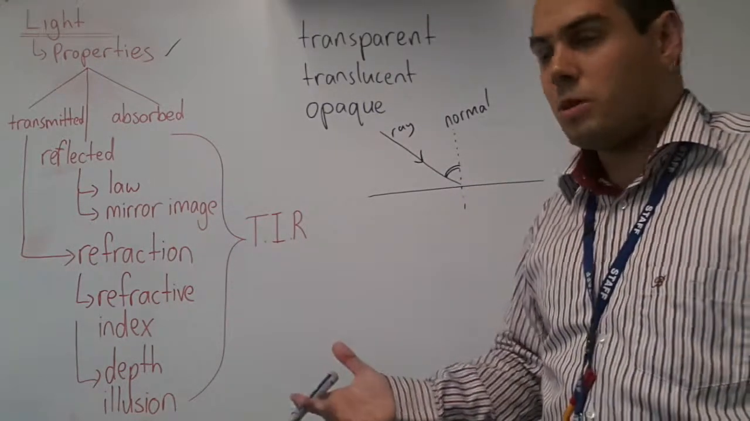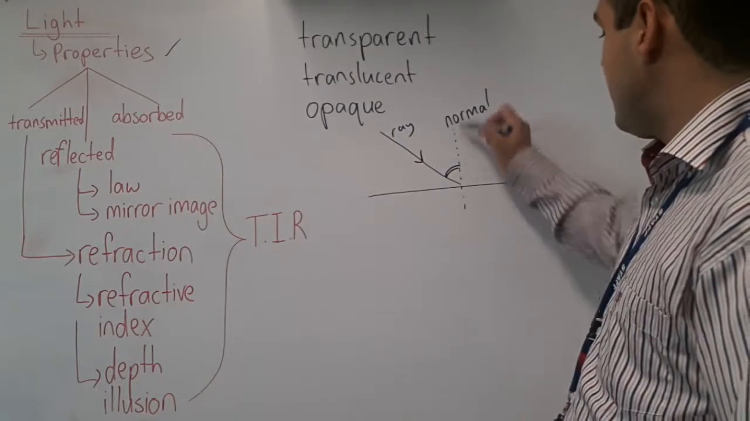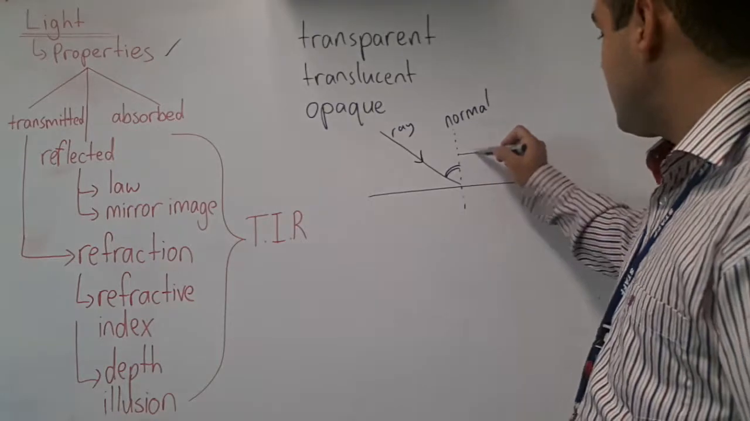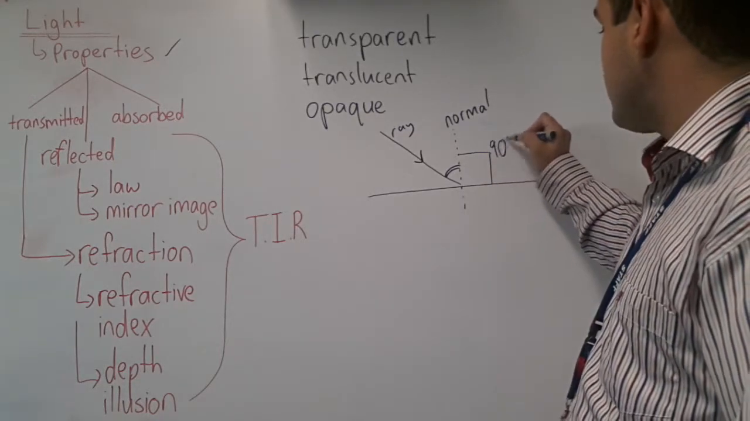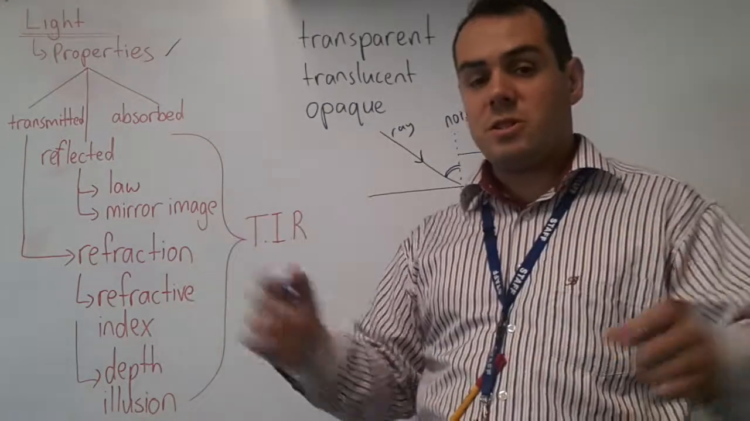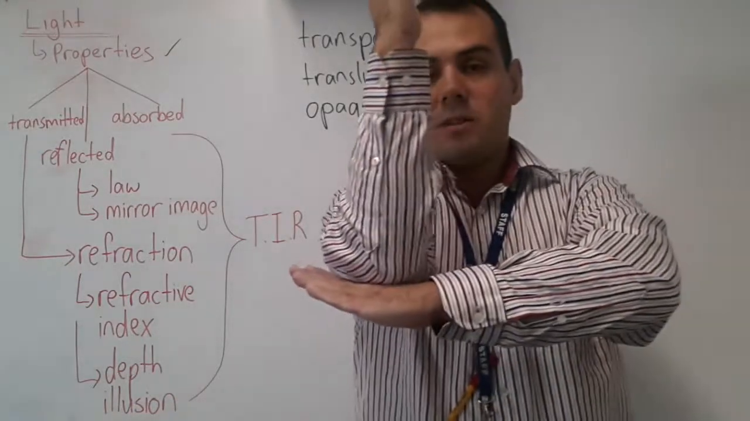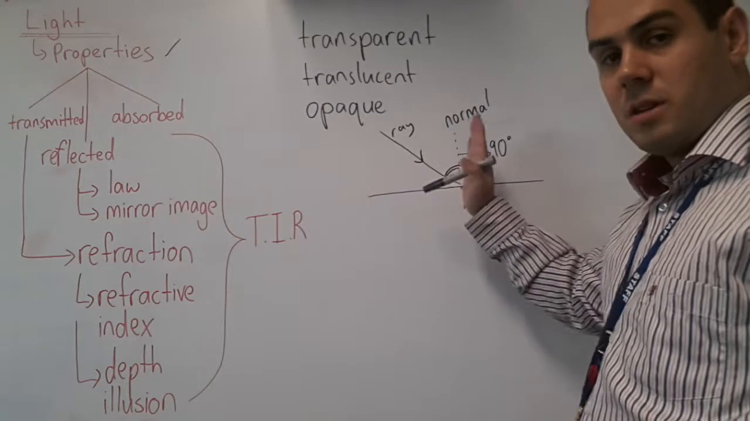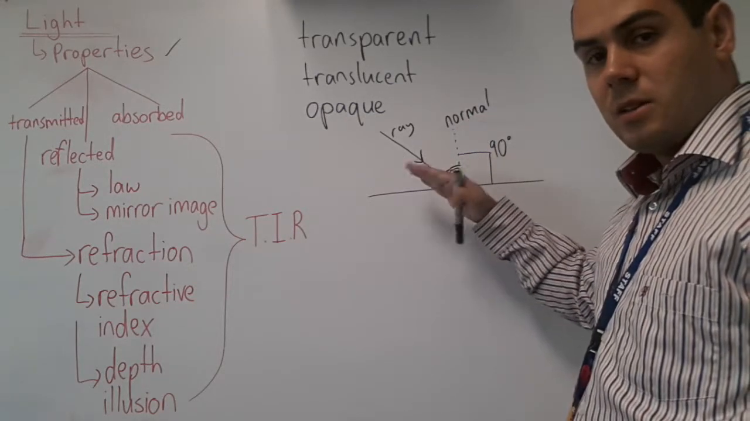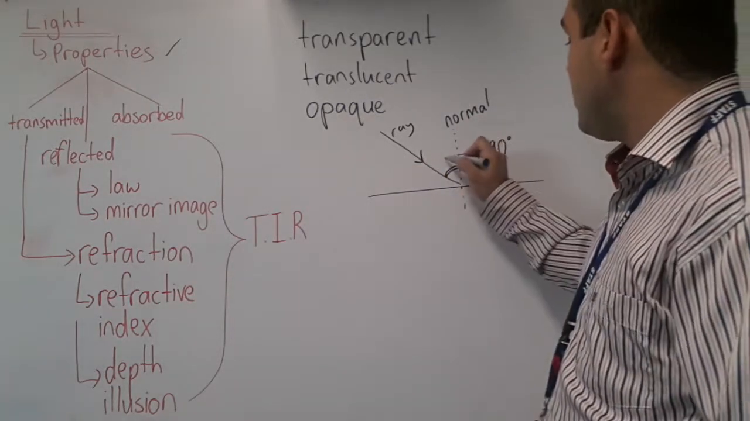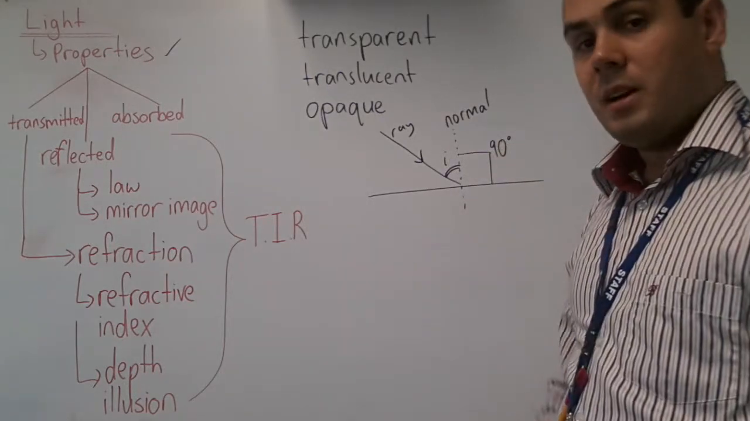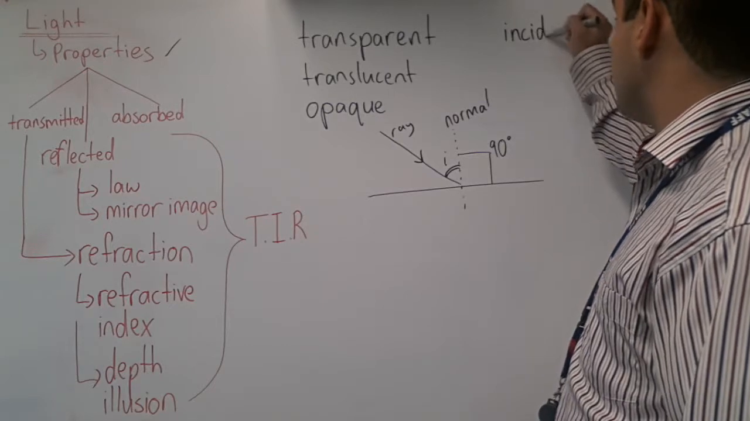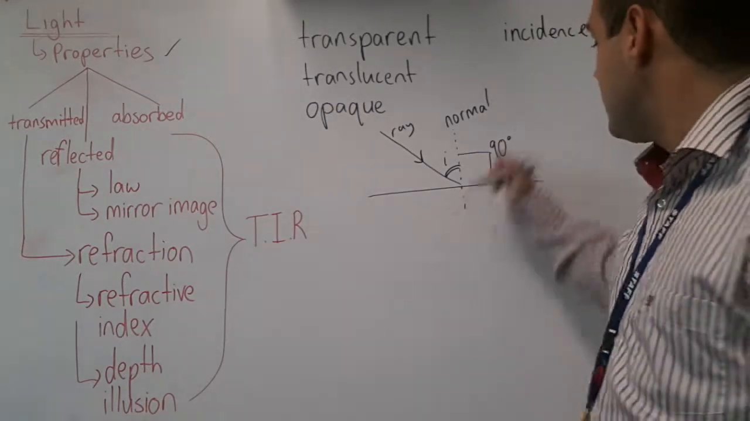So what is a normal? Normal just means it's an imaginary line that we draw 90 degrees to the surface. So this angle is basically 90 degrees. So whatever surface you have, the normal is going to be 90 degrees, an imaginary line. We don't really care about the surface itself, we care about the angle between the normal and the light ray. So this angle we call I, angle of incidence. I stands for incidence. I hope that's how you spell it.